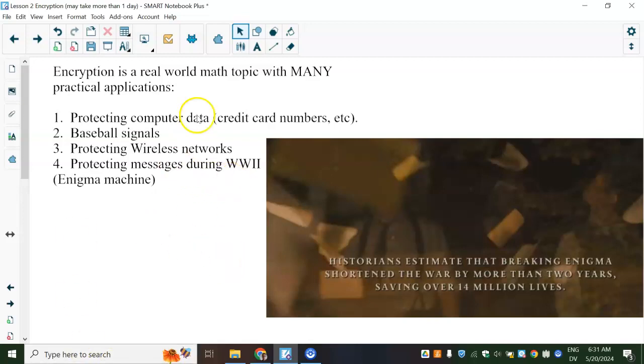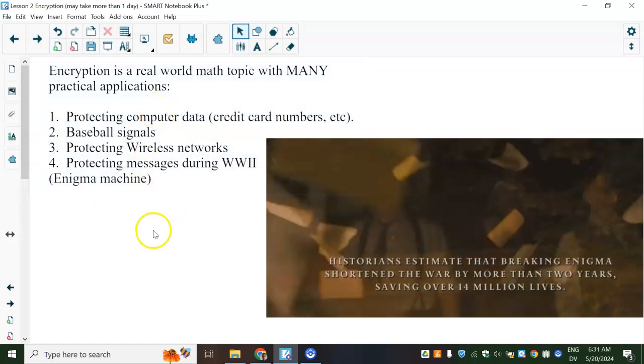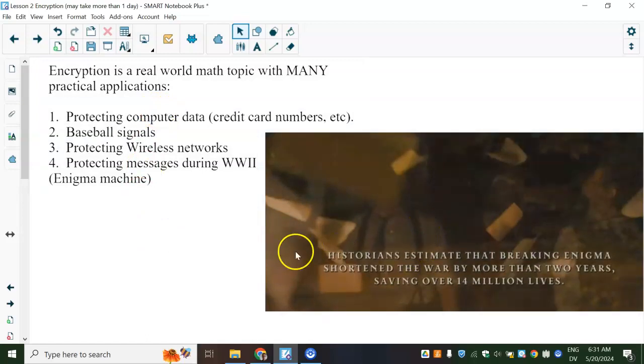Okay, so there's lots of times where you'd want to encrypt your data. A really cool example, taken from the movie about the Enigma machine, was the German code. The Nazis in World War II, for sending their messages, had this special machine called the Enigma, and Alan Turing broke the code. This is from the end of the movie, but they think him breaking this code shortened the war by more than 2 years, saving over 14 million lives.